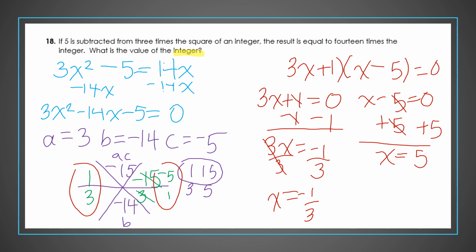So x equals 5. Again, the question on this one says, what is the value of an integer? Integers can be positive or negative, but they need to be whole numbers, no decimals, no fractions. So although negative 1/3 is a solution to the equation, it's not a solution to this problem. The integer would be 5.